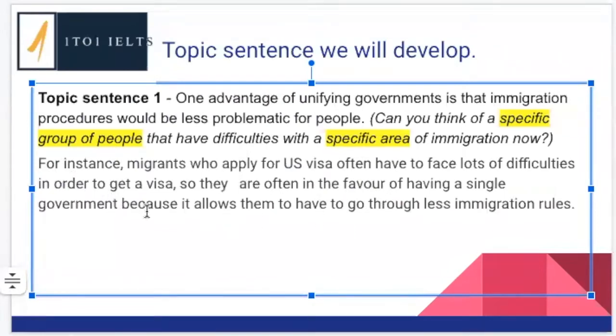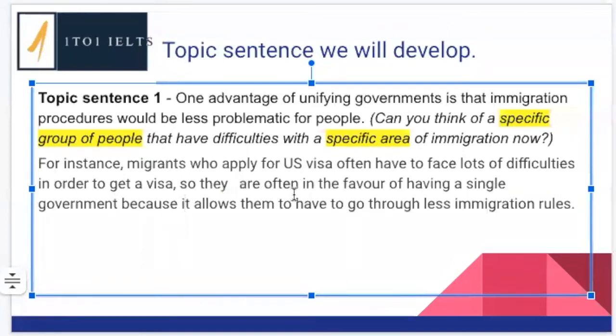Migrants who apply for US visa often face lots of difficulties in order to get a visa. So they are often in the favor of having a single government because it allows them to have to go through less immigration rules.